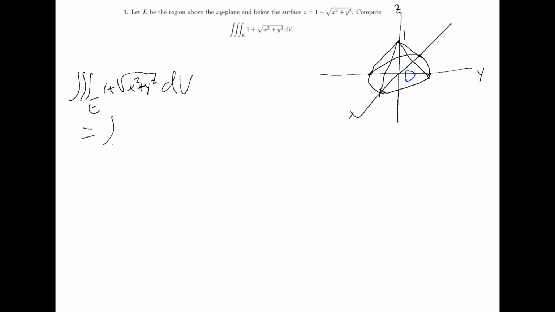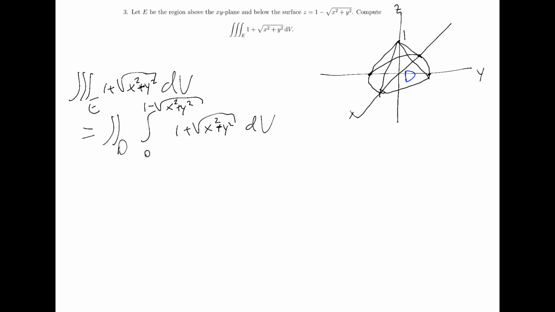So we're going to integrate over the shadow, which is D. And then we have an integral from the bottom surface, which is 0, over the region D, to the top surface, the circular cone, given by the equation z equals 1 minus the square root of x squared plus y squared, and the integrand is 1 plus the square root of x squared plus y squared dV.